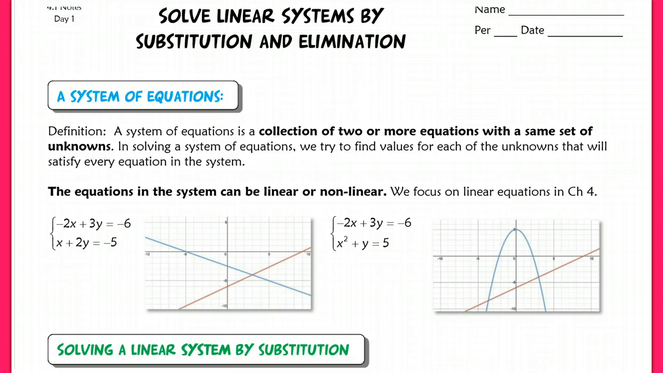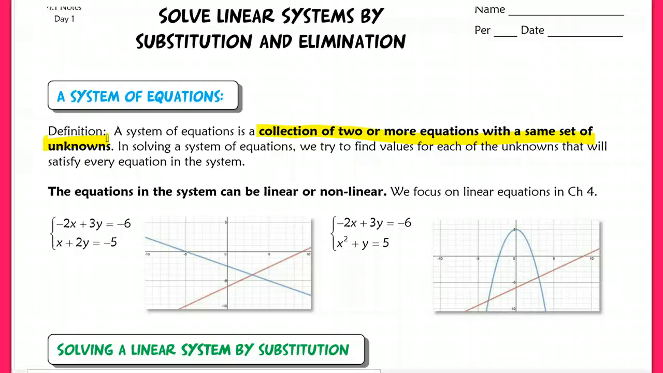So a system of equations is just a collection of two or more equations with the same set of unknowns. Okay, so you have to have at least two unknown variables, and you have to have at least two equations. When you solve a system, all you're looking for is to find the values for each individual variable that makes the equation true for each equation. So it satisfies every single equation in the system all at once.